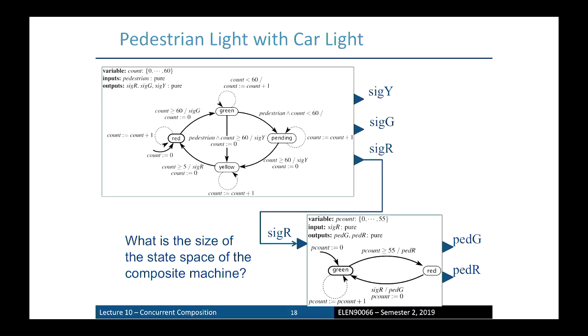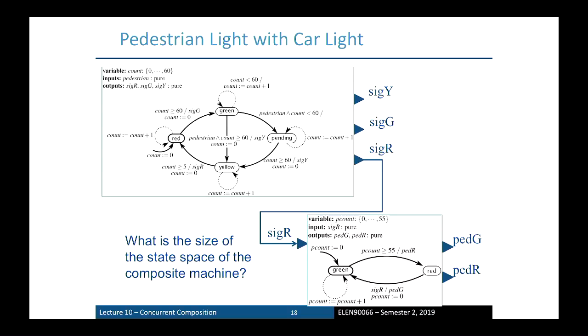Kind of makes sense, right? State means you've got to remember where you are. So you remember not only what state you're in, but also the variable counter you're up to. So it's kind of buried in the state space. Okay, so the size of the state space of the composite machine, it's not 8, it's big. Because we've got 61 possible values for count in each of these states, and we've got 56 possible values for p count in 2 states. So the multiplicity, the dimensionality, is big.